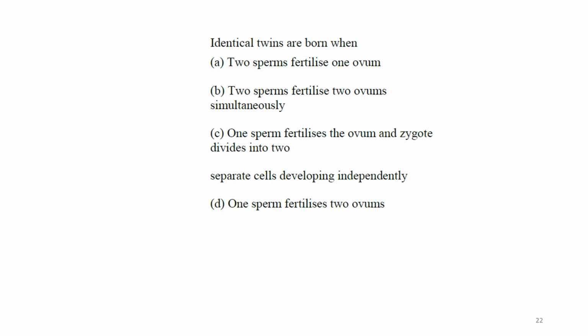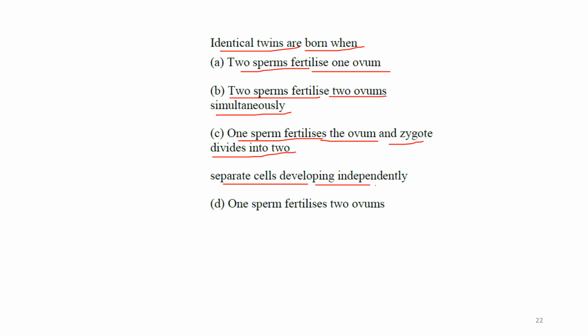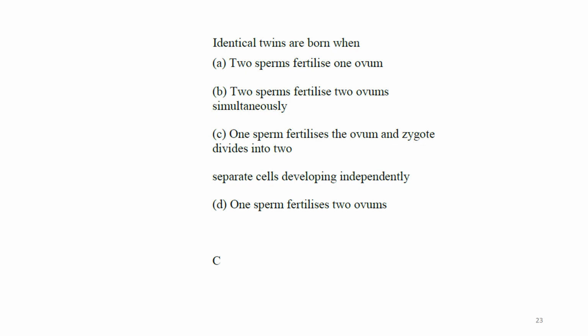Next question, identical twins are born when two sperm fertilize one ovum, two sperm fertilize two ova simultaneously, one sperm fertilizes the ovum and the zygote divides into two separate cells developing independently, one sperm fertilizes two ova. So identical twins are born when one sperm fertilizes the ovum and the zygote divides into two separate cells developing independently. Okay, it can be three also.